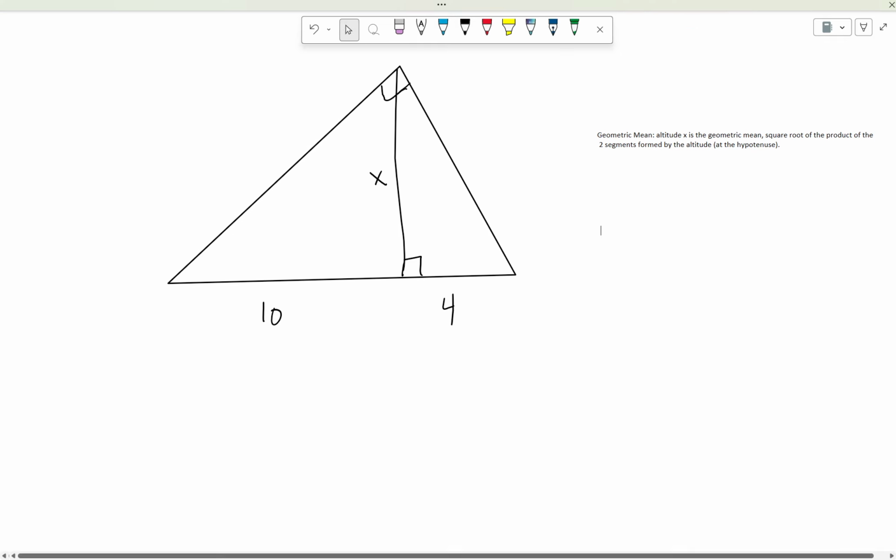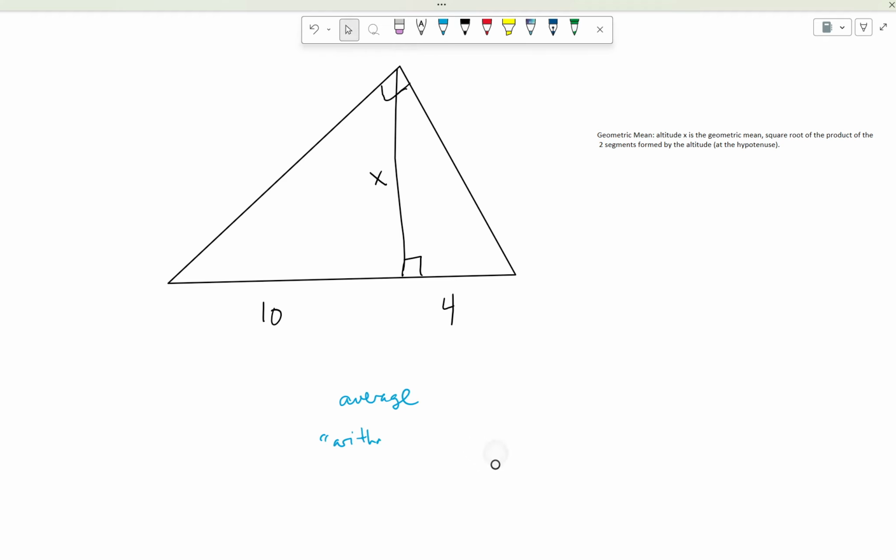Remember when you take an arithmetic mean? If I were to take the arithmetic mean of 10 and 4, the average or arithmetic mean means that we're going to add the numbers and take the quotient of the number of numbers. In other words, I would add 10 plus 4, and I would then divide by 2. We do this when you take a midpoint, right? You take an average of the x's and average of the y's. Here, geometric mean is different.